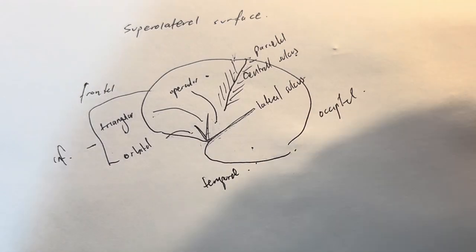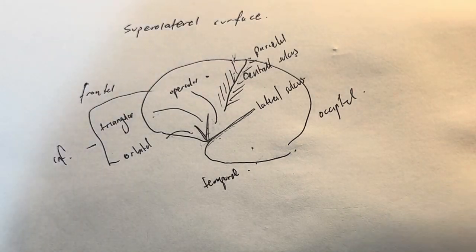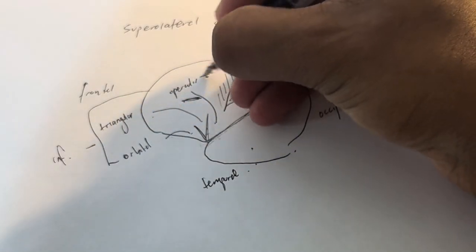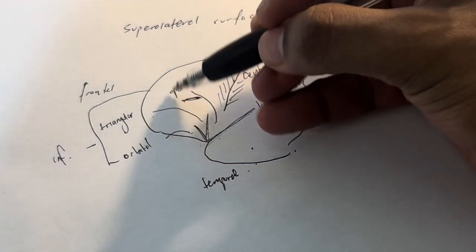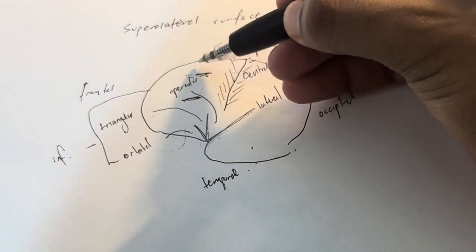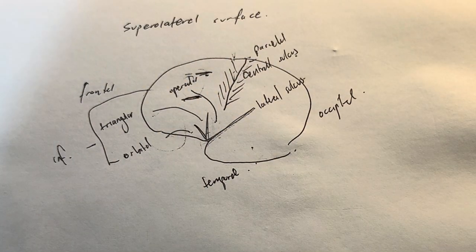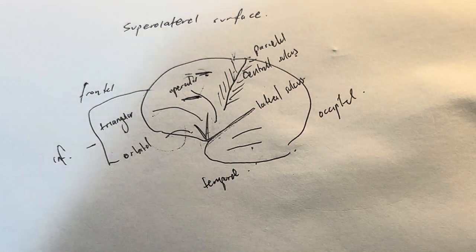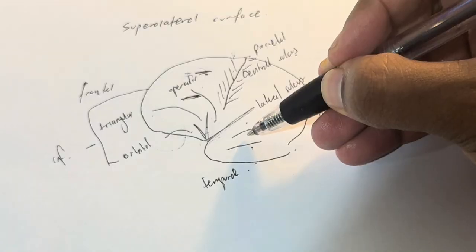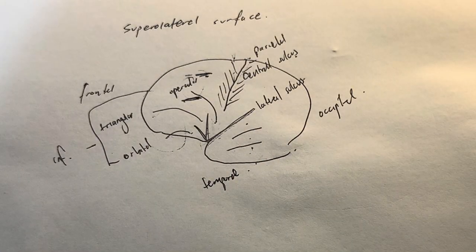Now in terms of the frontal lobe, it's divided by two horizontal sulci, which divide it into the inferior, middle and superior frontal gyri. Similarly in the temporal lobe, there's a similar distribution where two horizontal sulci divide it into the superior, middle and inferior temporal gyri.